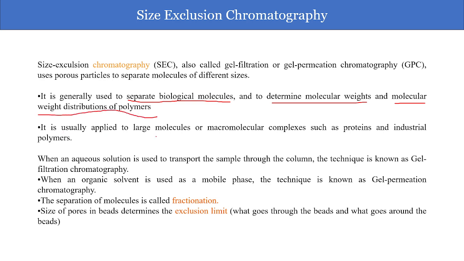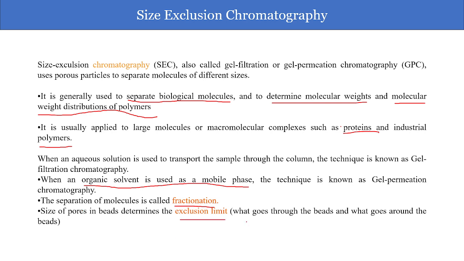It is usually applied to large molecules or macromolecular complexes, like we have the proteins and industrial polymers. So when an aqueous solution is used to transport the sample through the column, the technique is known as gel filtration chromatography. When an organic solvent is used as a mobile phase, the technique is known as gel permeation chromatography. And the separation of molecules is called fractionation, and the size of the pores in the beads determines the exclusion limit.